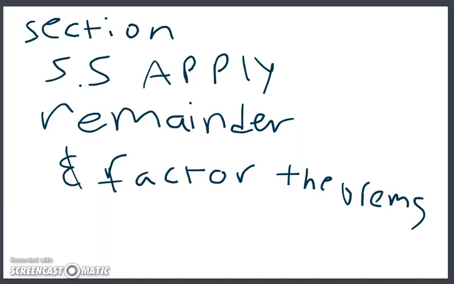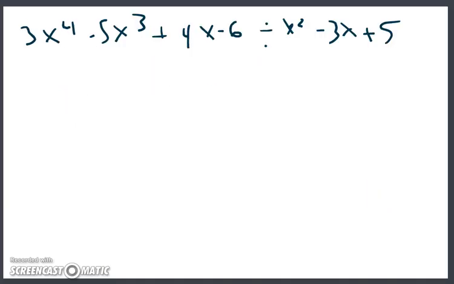Section 5.5 Apply remainder and factor theorems. Our first example, we have our first polynomial divided by our second polynomial. The first thing we have to set up is the problem. We will use the same properties that are used in synthetic substitution. In each power after the highest power, each power needs to be represented by a number in the equation.